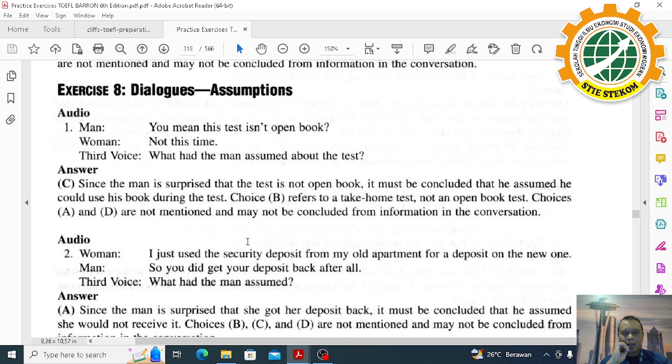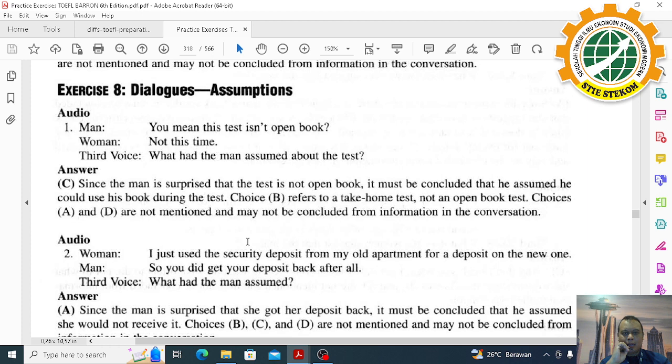Number 2. "I just used the security deposit from my old apartment for a deposit on the new one." "So you did get your deposit back after all." And then the third voice: what had the man assumed? Since the man is surprised that he got her deposit back. Yeah.